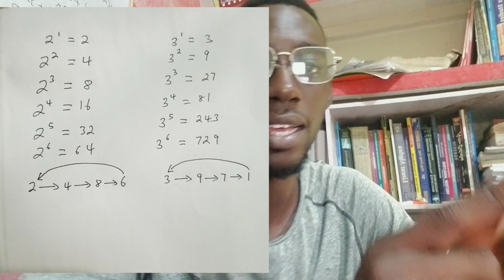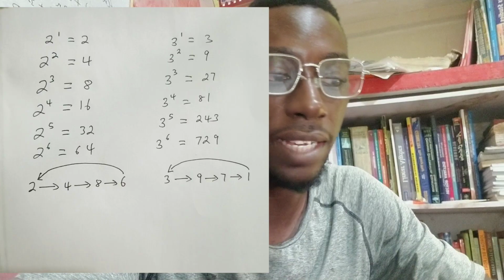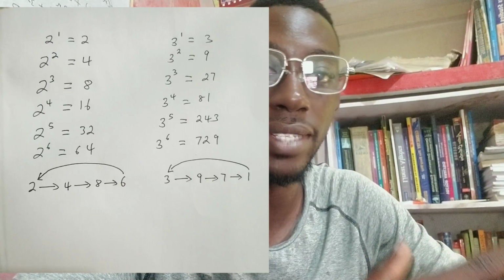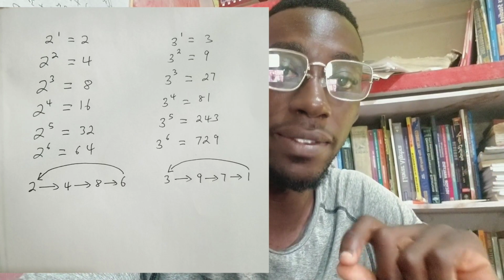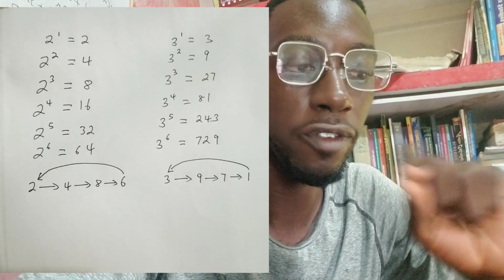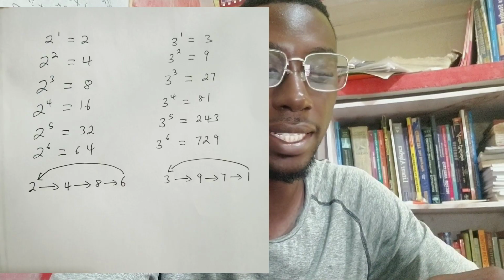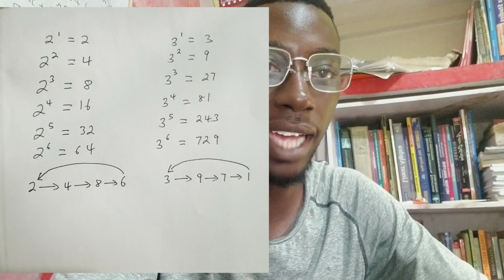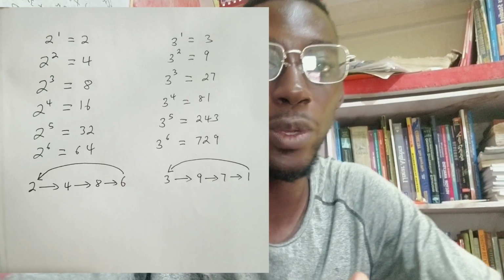Let's take a look at the cyclicity of 3, for instance. 3 raised to the power 1 gives 3. 3 raised to the power 2 gives 9. 3 raised to the power 3 gives 27. 3 raised to the power 4 gives 81. 3 raised to the power 5 gives 243. We have the 3 again. So study the cyclicity of these: that's 3 to 9 to 7 to 1, back to 3. This is what we mean by the cyclicity of a number.